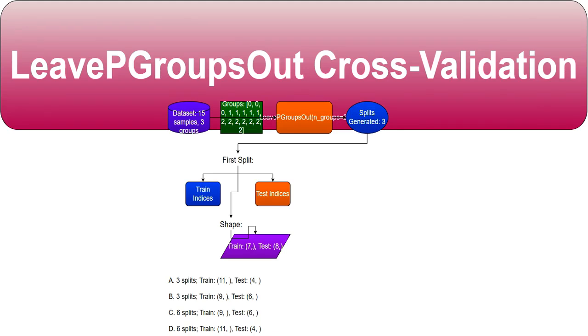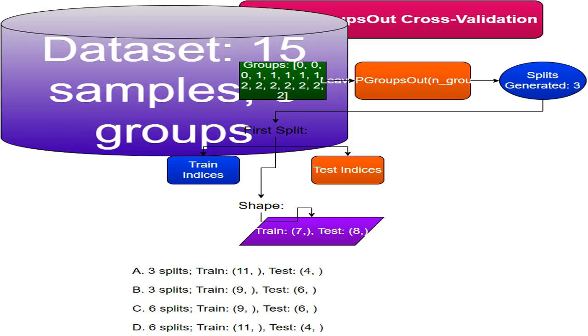I'm using Sklearn's LeavePGroupsOut for cross-validation. It's a special type of cross-validation that's aware of groups in my data. That is super important when data samples are clustered. I have 15 data points, and I've divided them into 3 distinct groups. This grouping is crucial for how the cross-validation will work.